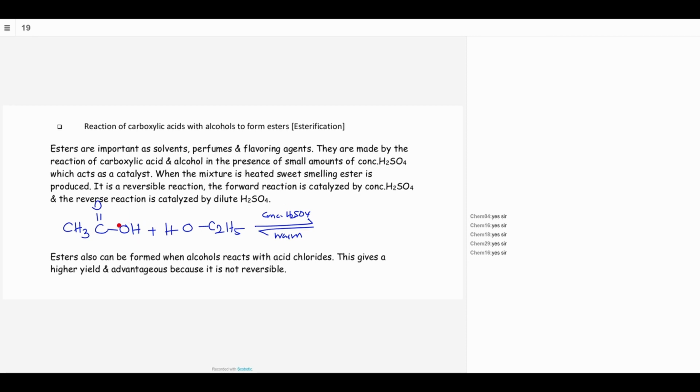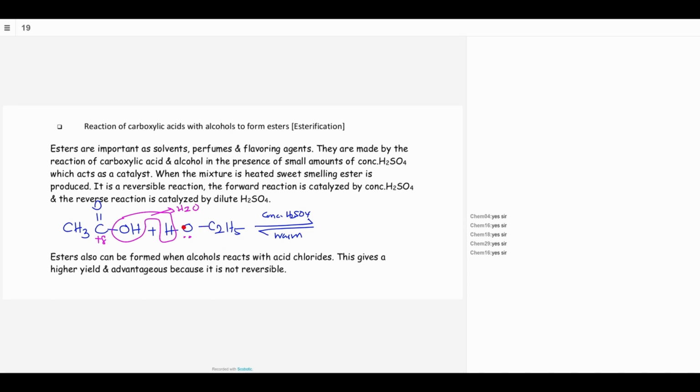Now, it's very important to know which atom gives the OH and which one gives the H in the esterification reaction. So remember, the carboxylic acid doesn't give the H here. The acid gives the OH, and the alcohol gives the H. The reason is explained in the mechanism. This is an addition reaction followed by elimination.